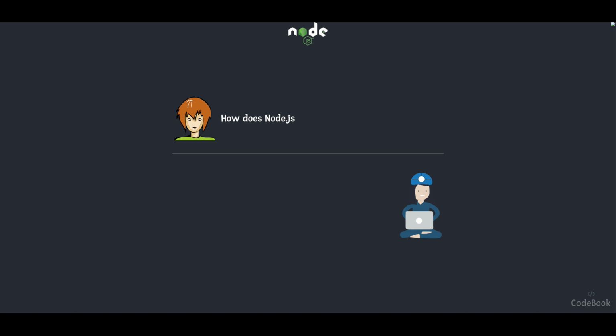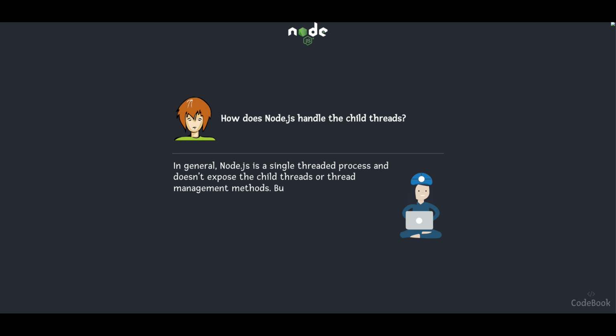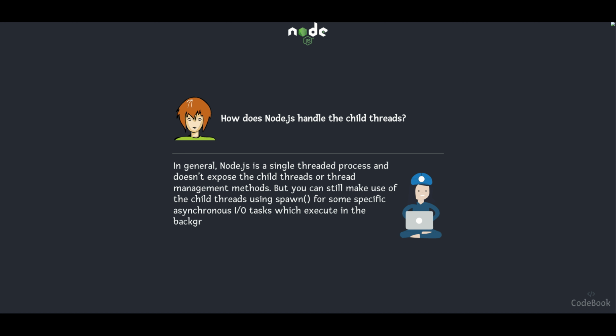How does Node.js handle the child threads? In general, Node.js is a single-threaded process and doesn't expose the child threads or thread management methods. But you can still make use of the child threads using spawn for some specific asynchronous I/O tasks which execute in the background and don't usually execute any JS code or hinder the main event loop in the application.